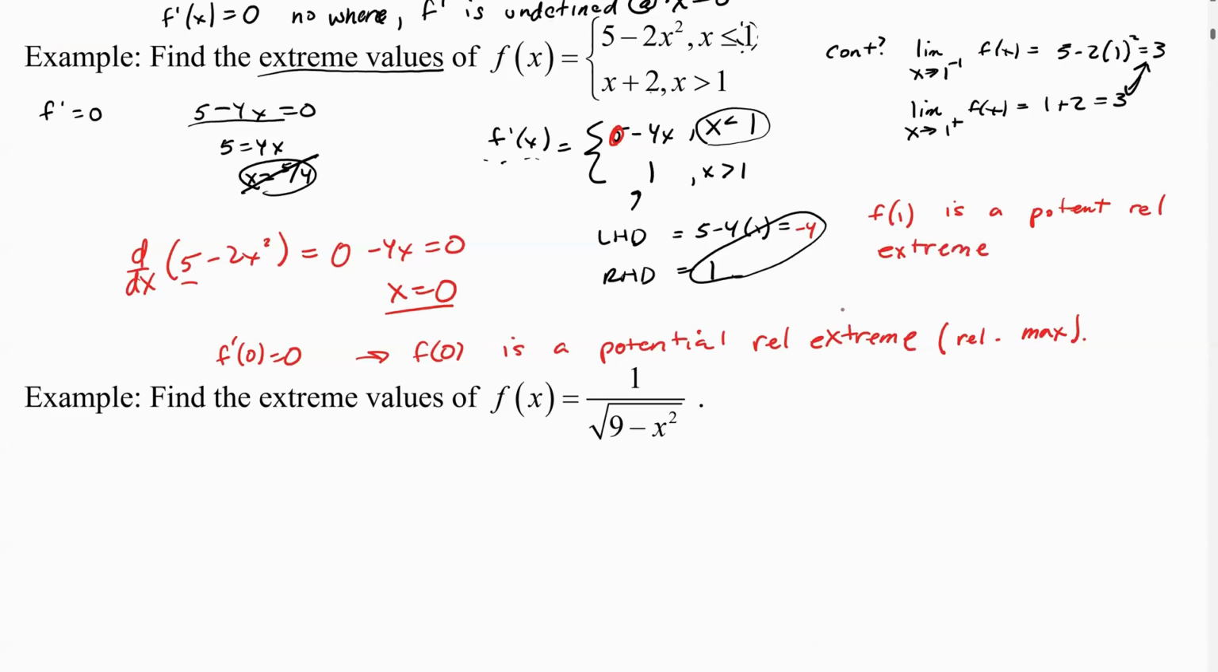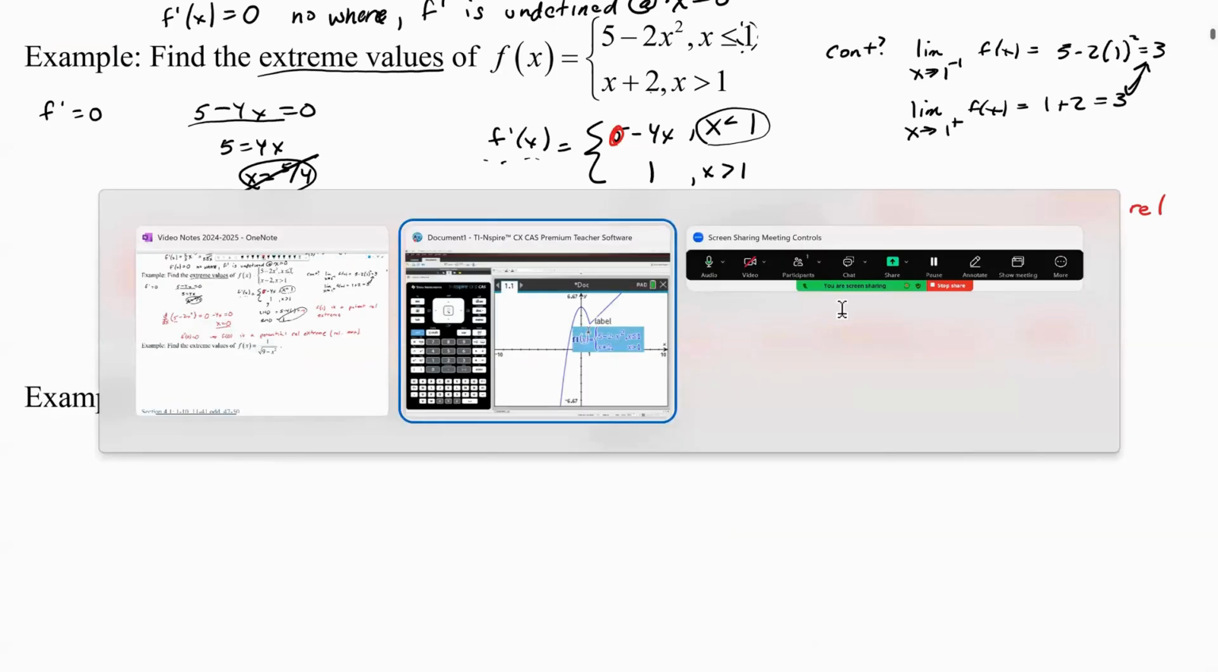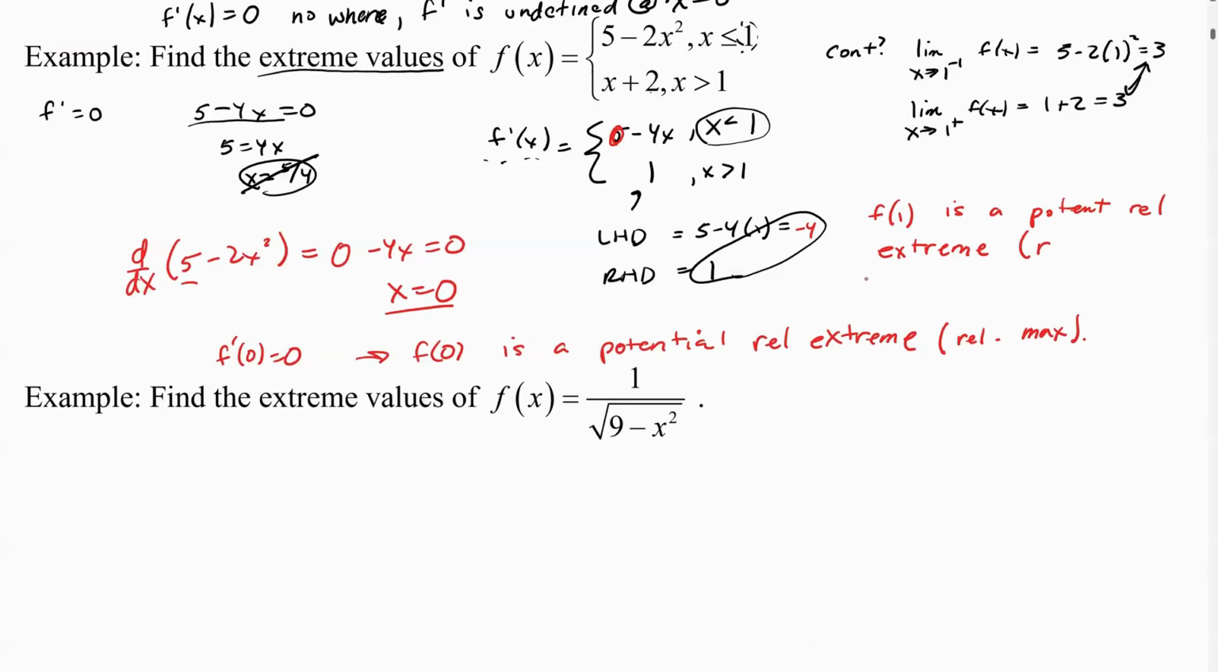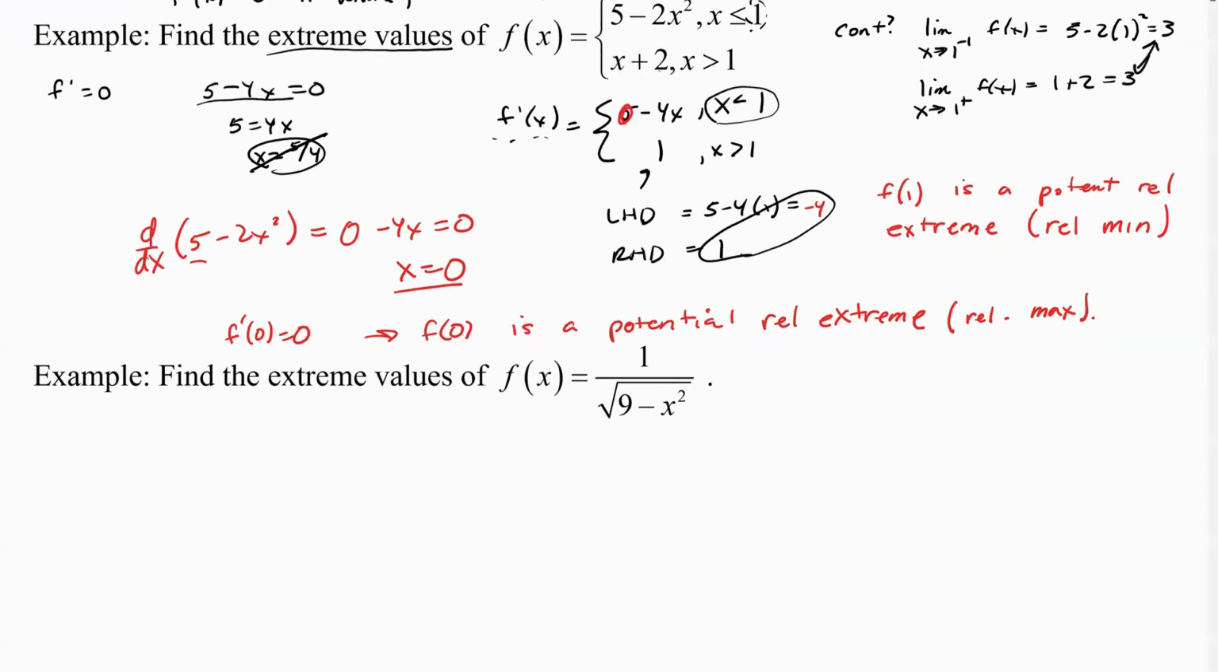And what do we see from that graph? Yeah, not only is it a potential relative extreme, it is a relative minimum. It is the lowest point for all the points near it. Okay, all righty. So one mistake that cost us two correct ideas.